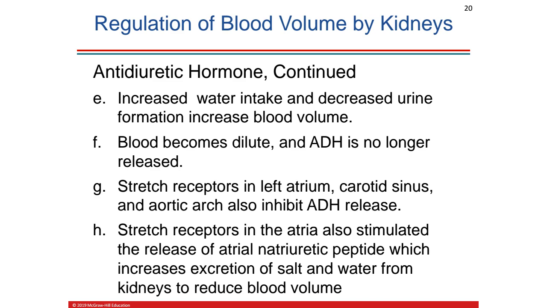In the opposite situation, when a person is well hydrated, there'll be an increase in blood volume. And so that will increase the stretch of these stretch receptors. And therefore, basically the body's telling the system that we don't need as much ADH to be secreted because the blood volume is fine. Stretch receptors in the atria also stimulate the release of atrial natriuretic peptide, which increases excretion of salt, sodium chloride, and water from the kidneys to reduce blood volume. So this is essentially an antagonistic hormone to antidiuretic hormone.